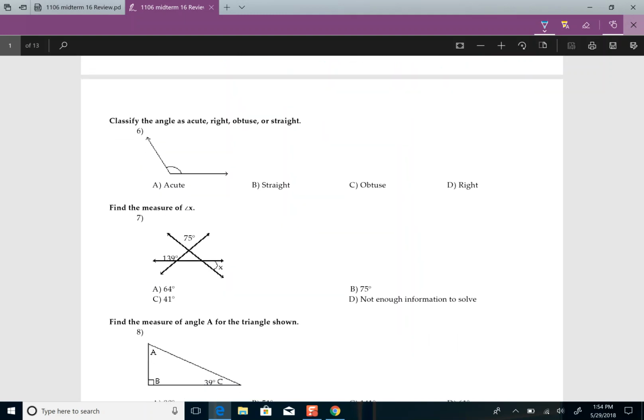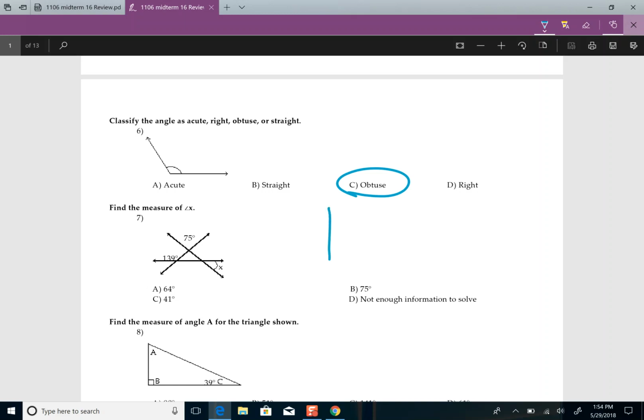Number 6 says classify the angles as acute, right, obtuse, or straight. All right. So when I'm looking at it, acute would mean it's less than 90. That's not what's happening. Right would mean it's equal to 90. That's not what's happening. Obtuse is greater than 90. Absolutely. Straight would mean just that, a straight line. So this we can see is obtuse.